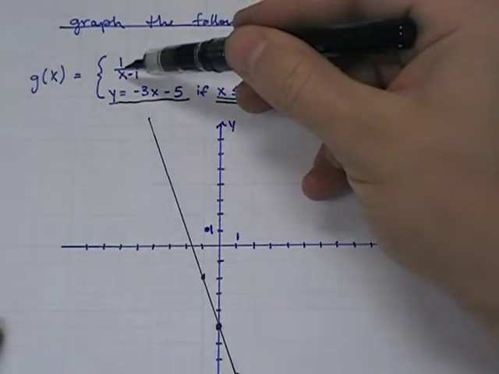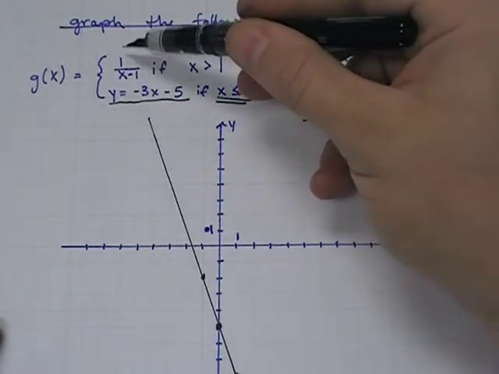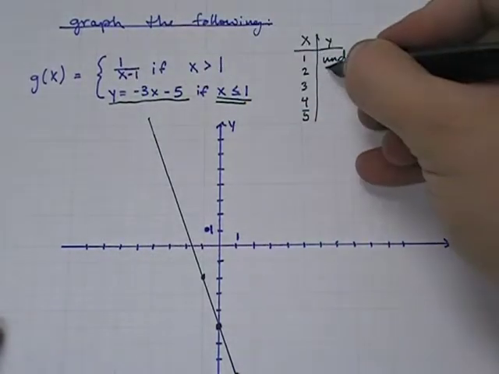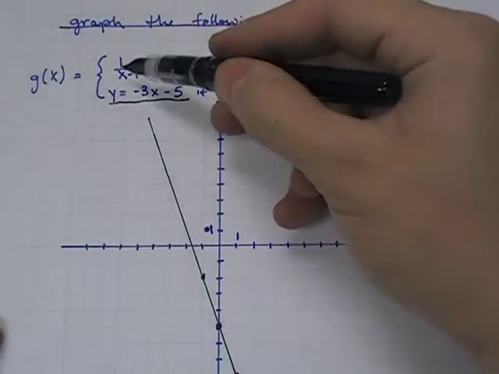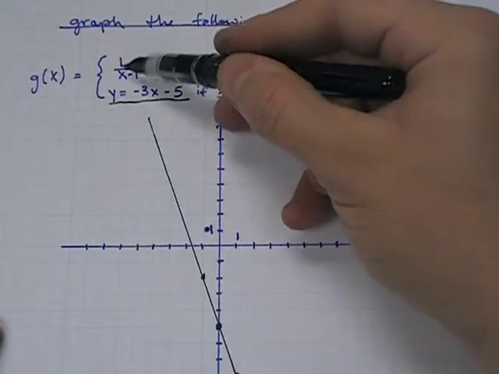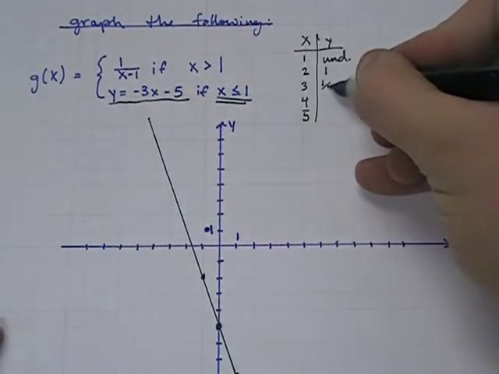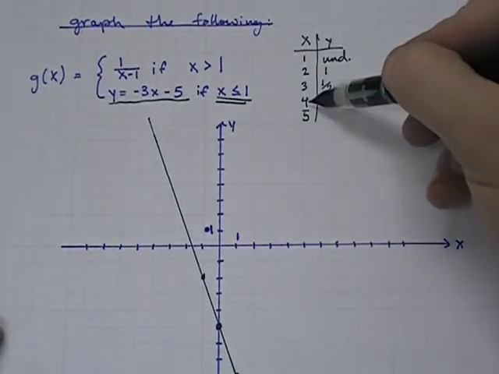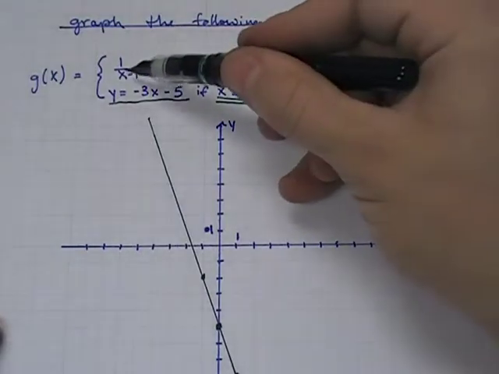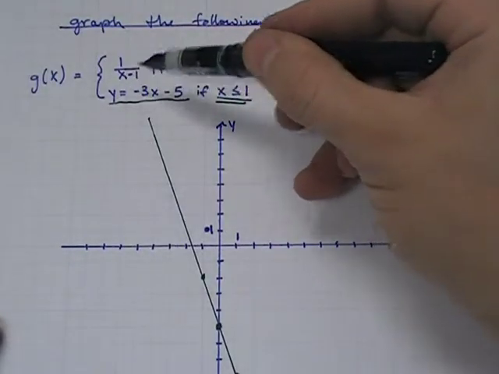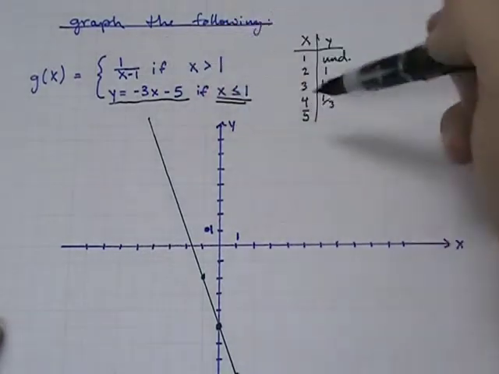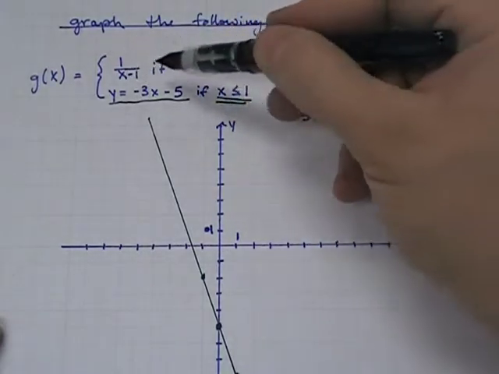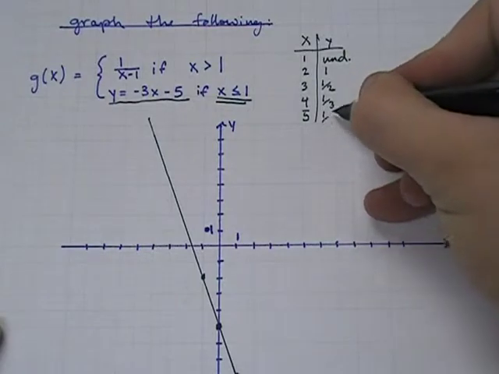How about 2? Well, 2 minus 1 is 1. And 1 over 1 is 1. So, ta-da, 1. How about 3? 3 minus 1 is 2. So 1 over 2 is 1/2. 4? Well, 4 minus 1 is 3. 1 over 3 is 1/3. And how about 5? 5 minus 1 is 4. 1 over 4 is 1/4.